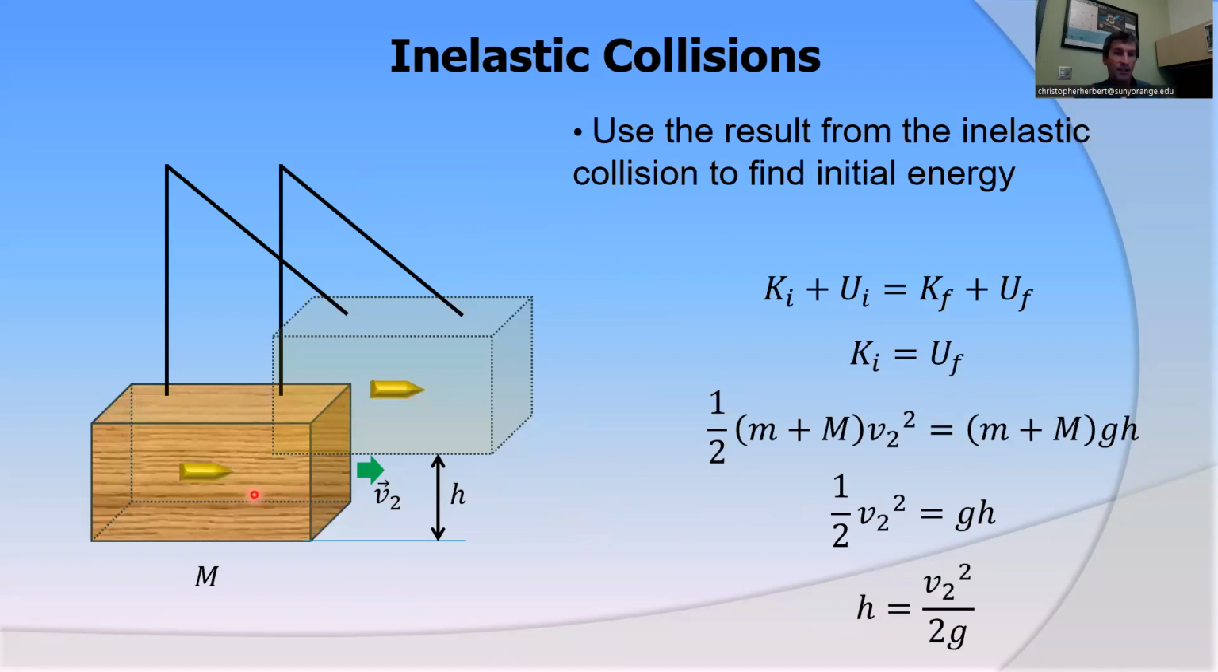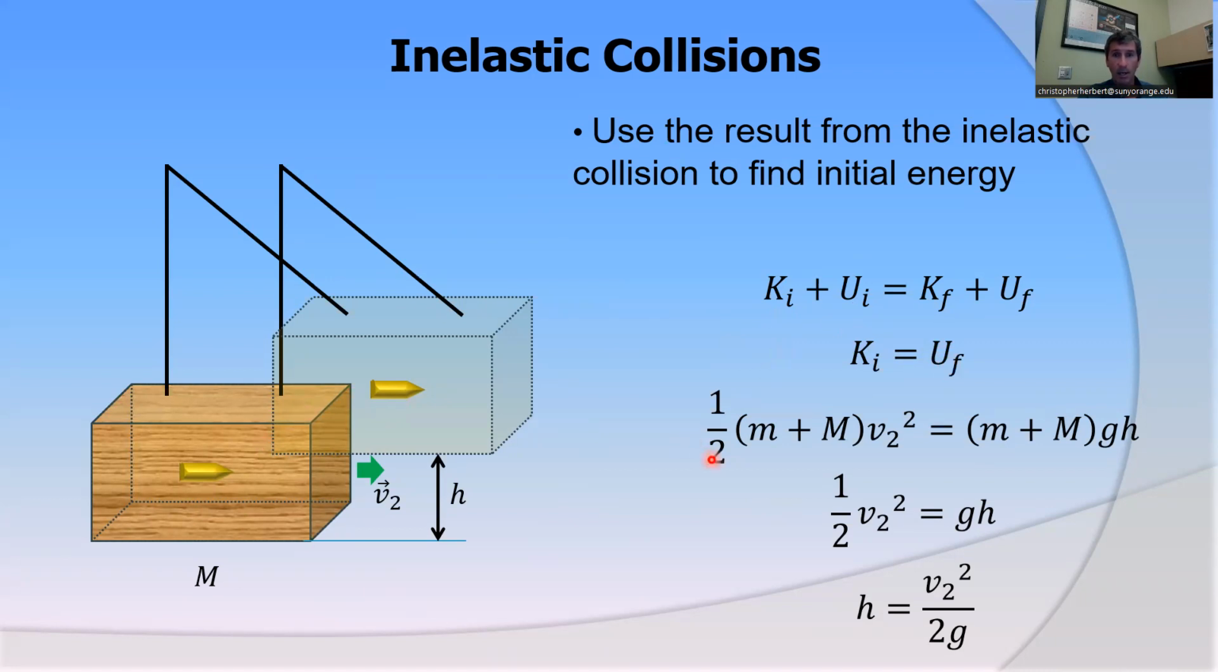Now, here's where energy is conserved. The collision did not conserve the energy, but this is essentially a pendulum system where we know the kinetic energy is greatest at the bottom of the swing. It's 0 when it reaches its highest height. So all the kinetic energy initially is going to be converted into potential energy finally.